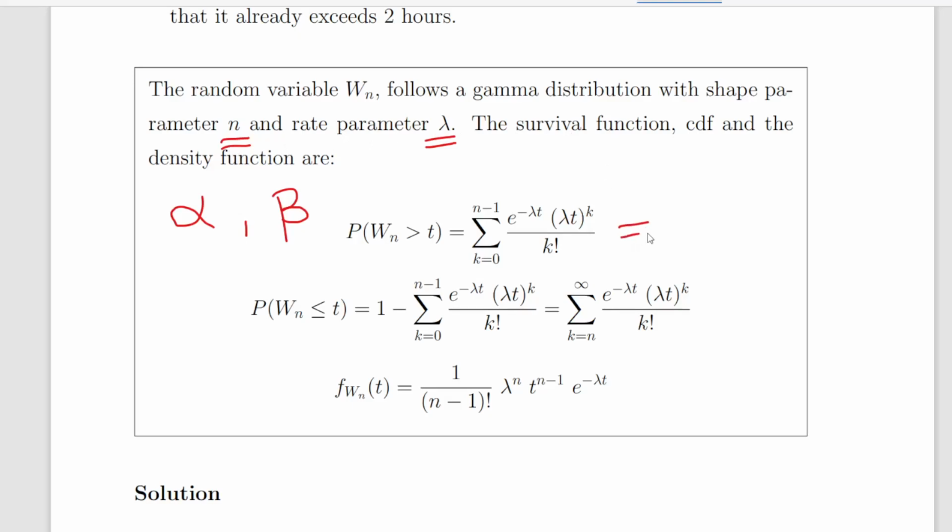Now, this is the key one here. The survival function, which we're going to use later on. The cumulative distribution function is essentially the complement of the survival function. And down here we have the density function, which we're not really going to use in this instance.